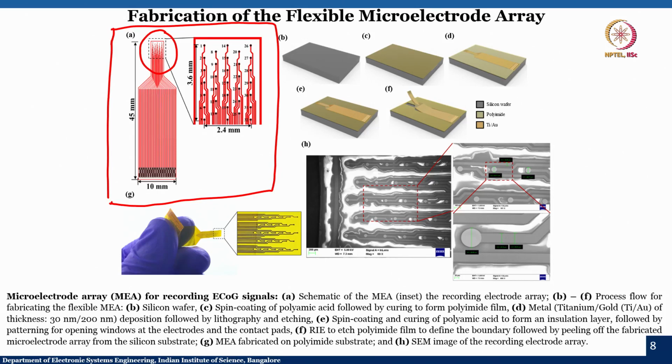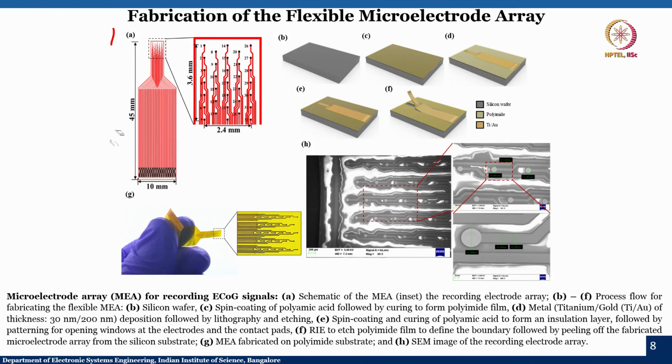The dotted square box, where is it? Here. It is about 3.6 millimeter by 2.4 millimeter. So, it can be placed easily inside the rat's brain onto the area of our interest. The size of the device is 45 millimeter by 10 millimeter, but the microelectrode arrays, that is the 32 electrodes, are covering only 3.6 millimeter by 2.4 millimeter.